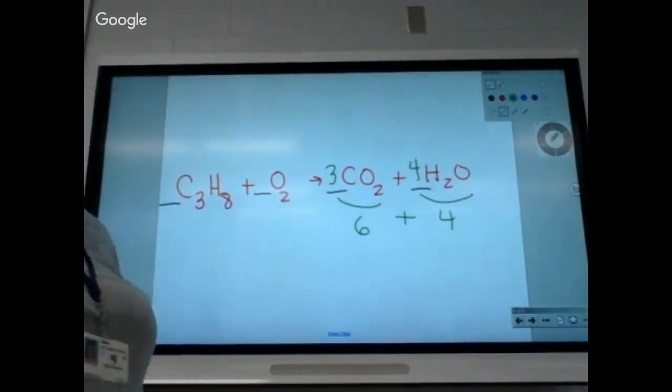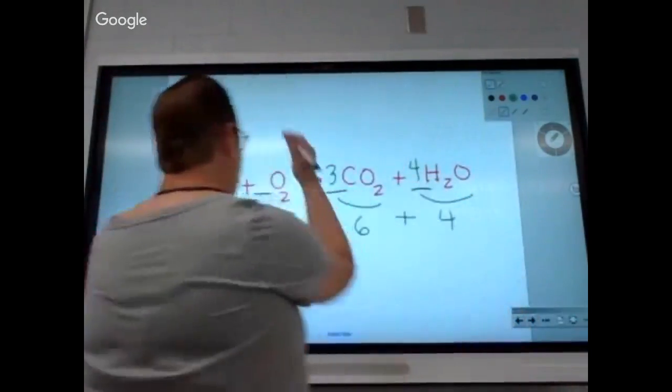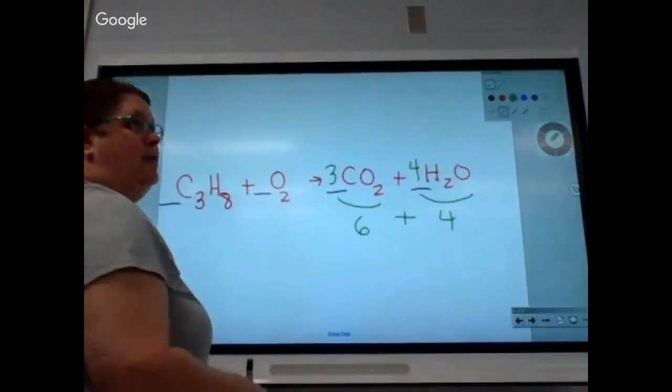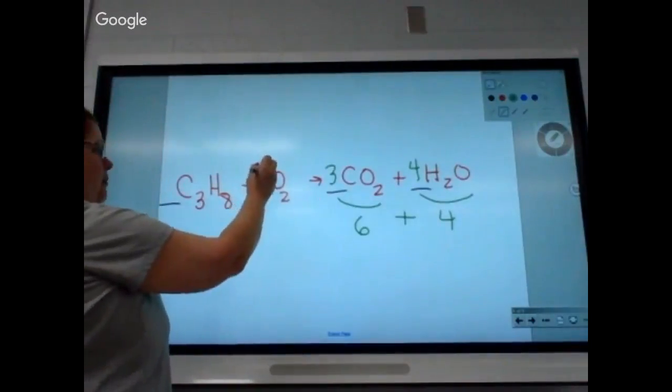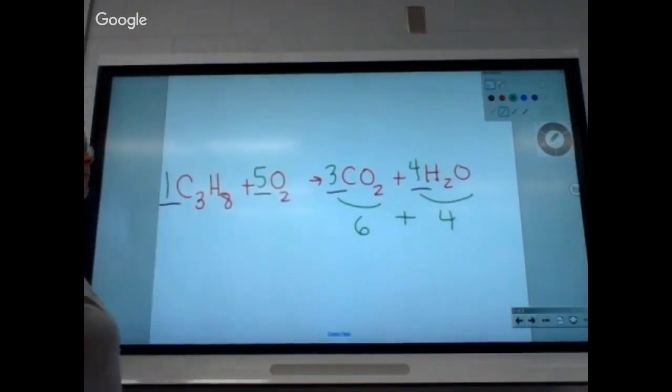So, according to the law of conservation, if there are 10 on this side, there have to be 10 on this side. So, we're going to put what here? Okay? And then if you want, you can still write a 1 there. Does that make sense? Okay.